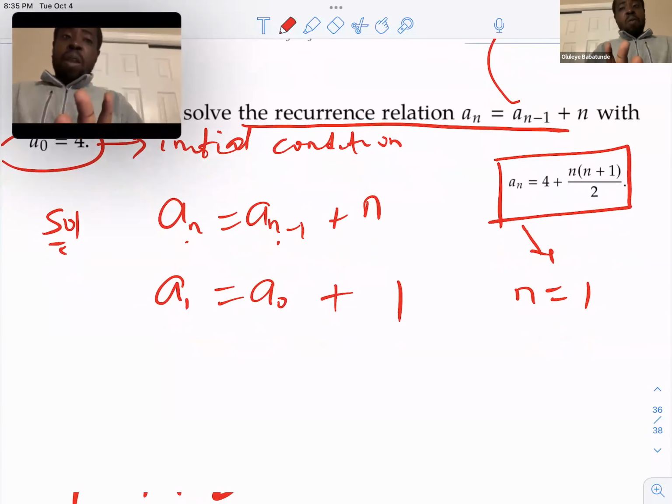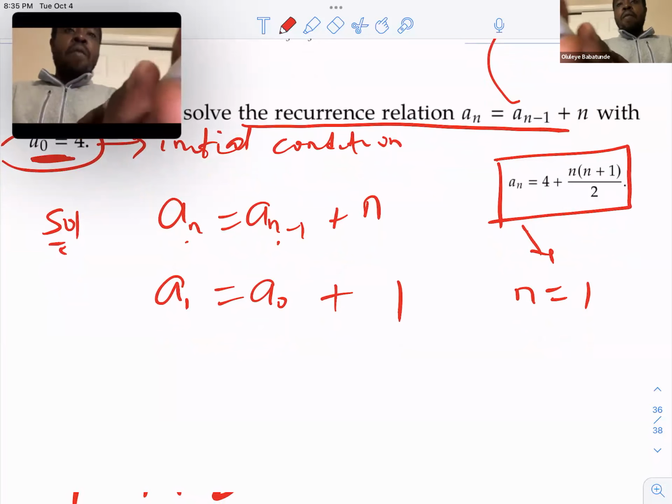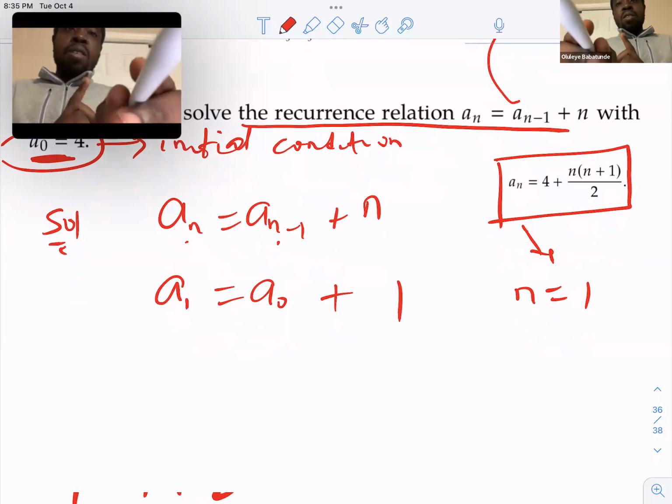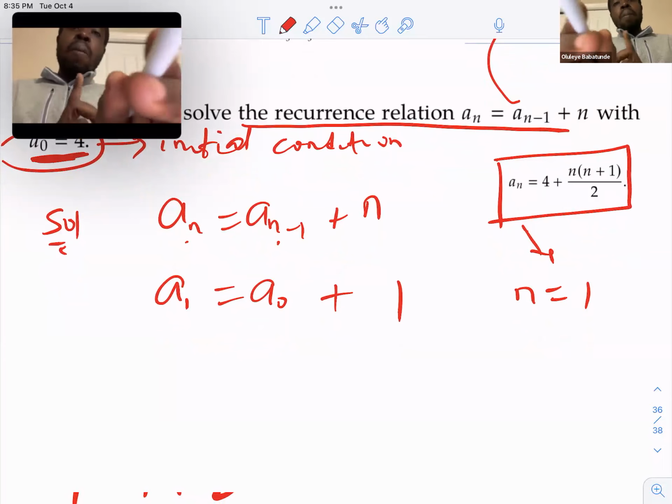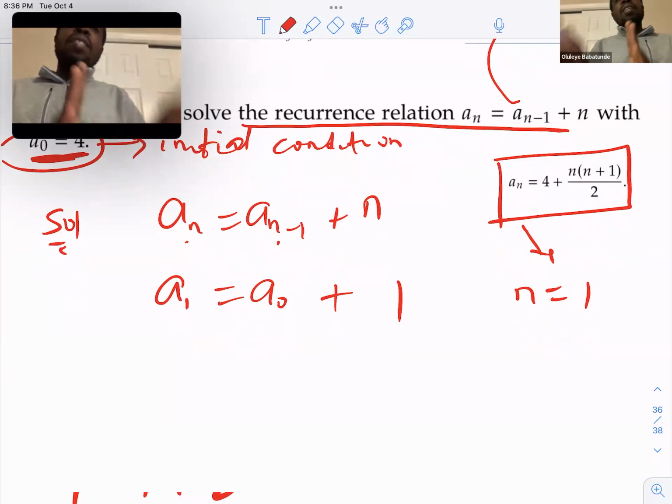Now you have to leave it that way. Don't plug in this number 4 yet, okay? Do not plug in this number 4 yet. Just leave it as a_0 plus 1 on the right side.